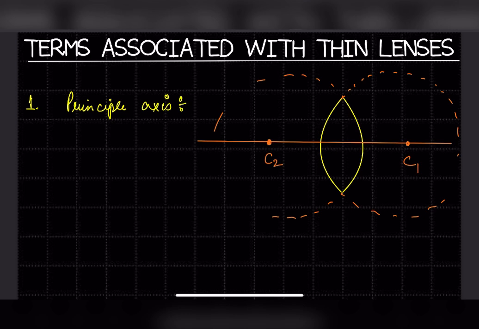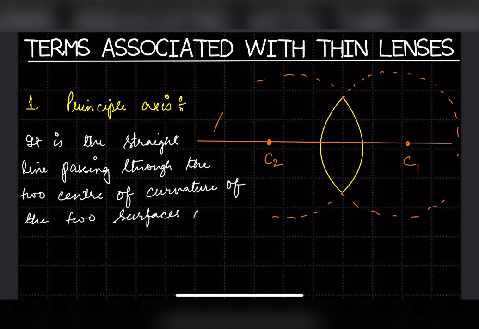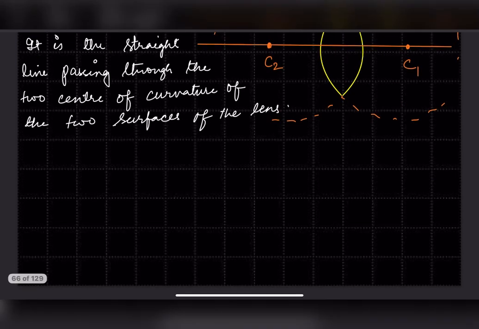So what is principal axis? Principal axis is nothing but a straight line passing through the two centers of curvature of the two surfaces of the lens. Got the point? Okay, let's go next.